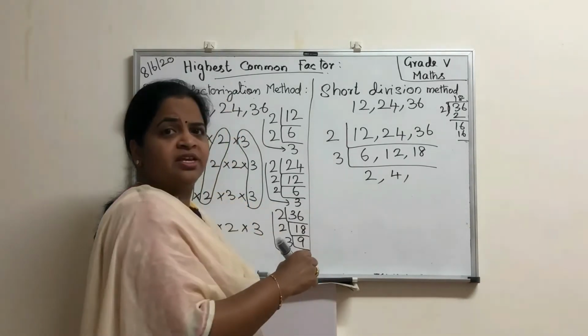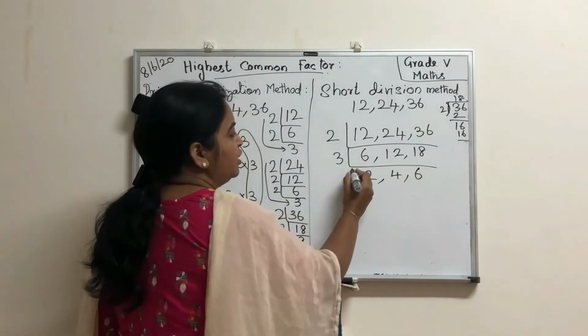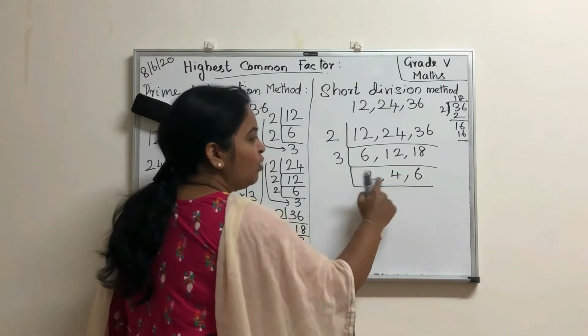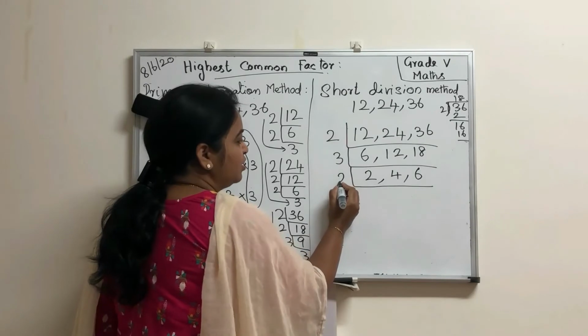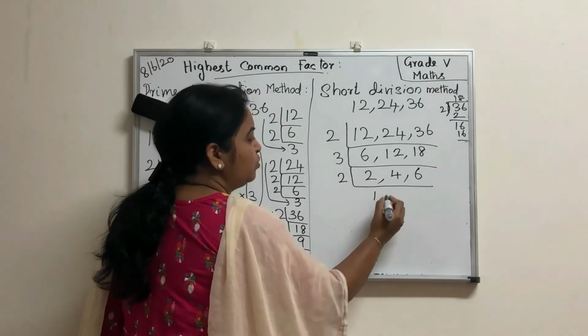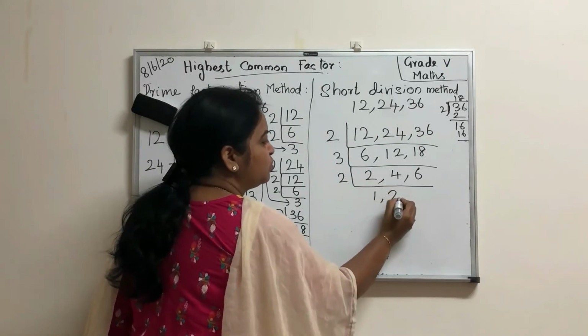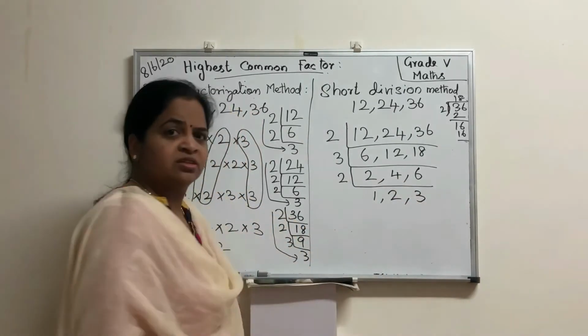18 divided by 3 is 6. Now again we are going. These all are divisible by 2. We will do with 2. 1 2 is 2. 4 by 2 is 2, 2 2s are 4. 6 by 2 is 3, 3 2s are 6.